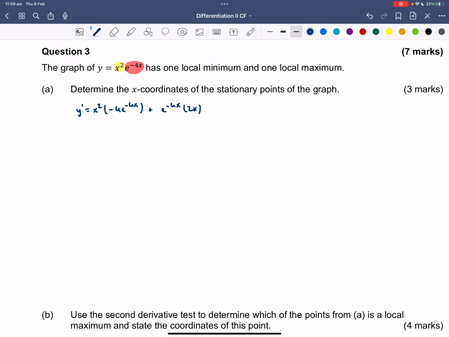Alright, that is y dash. Alright, copied out one, differentiated the other, and the other way around. Make sure you remember how to differentiate e to the power of something. You just have to bring the derivative of the power to the front. So negative 4 came to the front, and we got that. Perfect, we've got to let that equal 0.